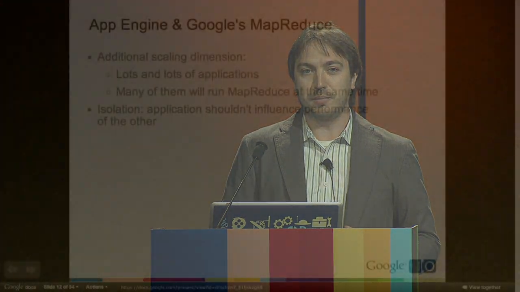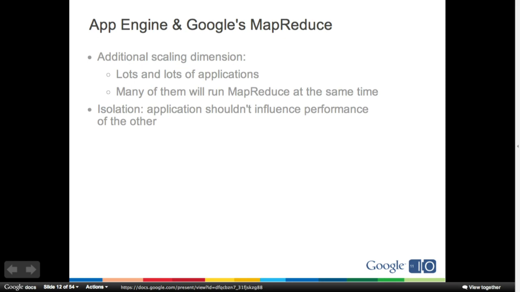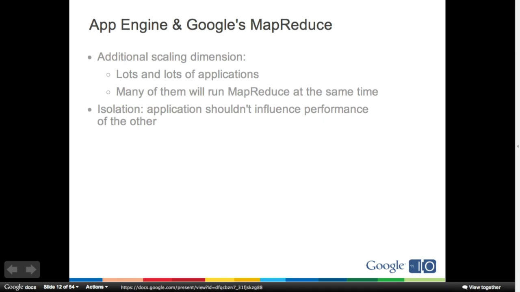But when we started working on that, we realized that there are lots of problems with this approach unique to App Engine. First of all, App Engine has scaling dimensions which we usually don't have at Google. App Engine has lots and lots of applications, much more than Google applications. And we expect many of them to run MapReduce at the same time, and that might cause additional scalability problems. The other problem is isolation. We do not want anyone running something to kill a royal wedding website. If you run MapReduce, we want the royal wedding to be up, so we want to completely isolate all applications from each other, but still we want them to have good performance.